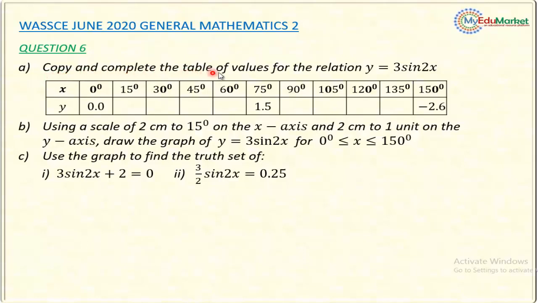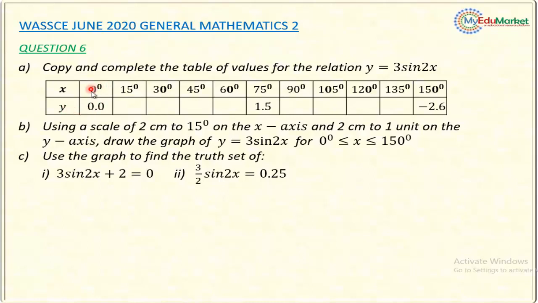Copy and complete the table for values for the relation y equals 3 sine 2x. This is the table. Values of x are given in the question from 0 degrees, 15 degrees up to 150 degrees. And some corresponding values of y are also given.